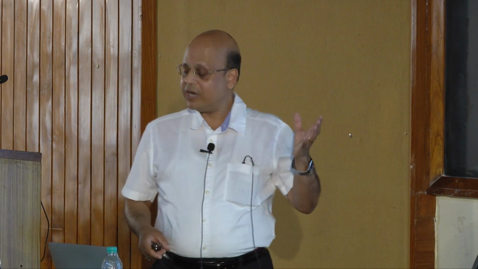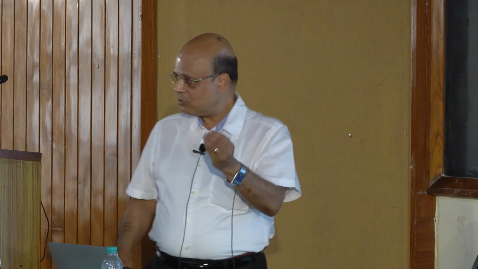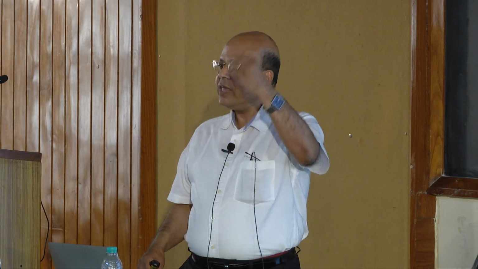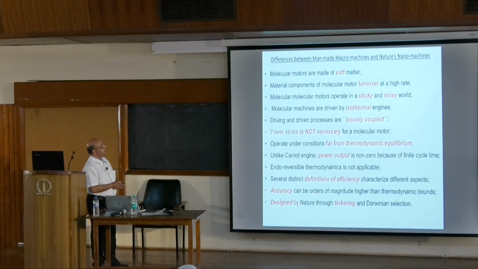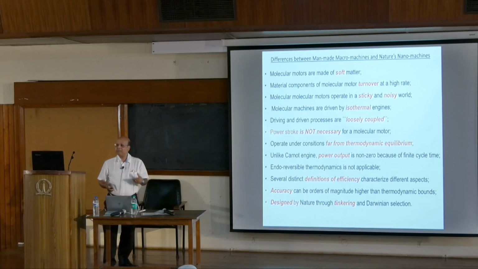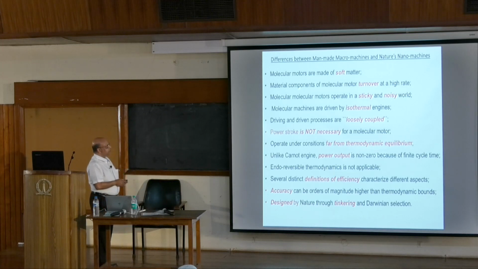There are many crucial differences between these motors or machines at the nanoscale and their macroscopic counterparts. I have listed what the differences are: differences between man-made macro machines and nature's nanomachines. First, molecular motors are made of soft matter, whereas our macro machines are made of hard materials to sustain wear and tear. Second, material components of molecular motors turn over at a high rate.